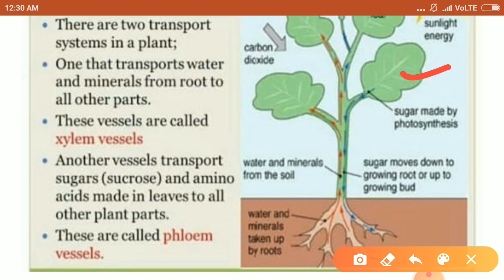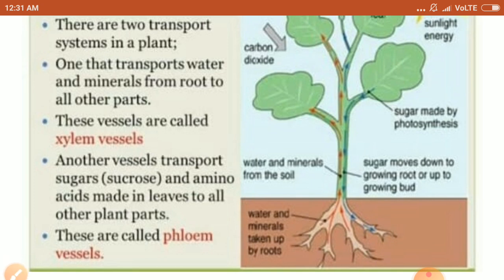Thus, you can see roots gain water from soil here, and this water should reach the leaves because leaves will perform photosynthesis. So for performing photosynthesis, this water should reach the leaves. So xylem helps in this process. After this, when leaves prepare the food, that food should reach the roots, the stem, and the flowers, buds, so plants are in need of phloem. Thus, xylem and phloem both help in it.